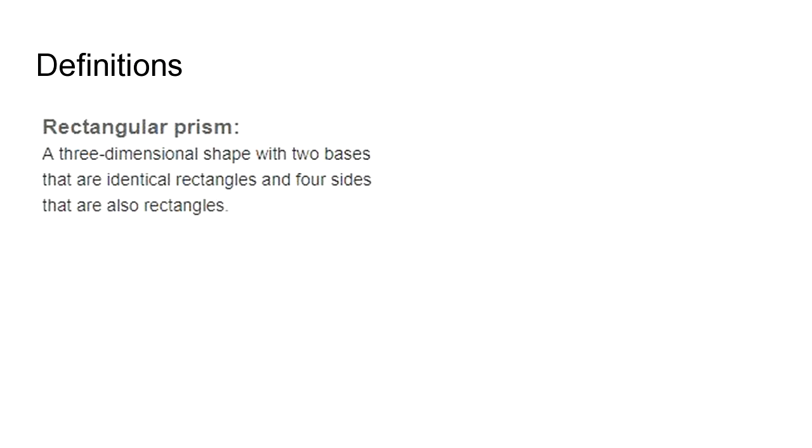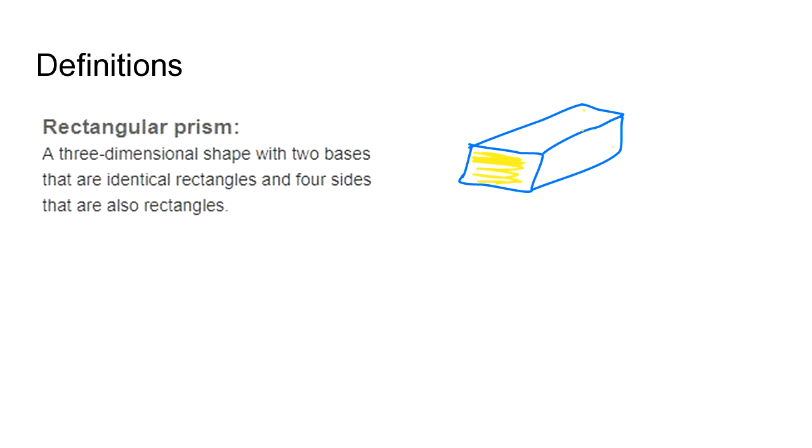So right now, I want you to write down a rectangular prism. The definition of a rectangular prism is a three-dimensional shape with two bases that are identical rectangles. Here we go. So let me highlight this. This is one of those rectangular bases. The other one would be over here, and that's going to be a rectangular base. I'm going to get rid of that back one though. Okay, so that yellow is one of the rectangular bases. They have identical rectangles, and there are four sides that are also rectangles.